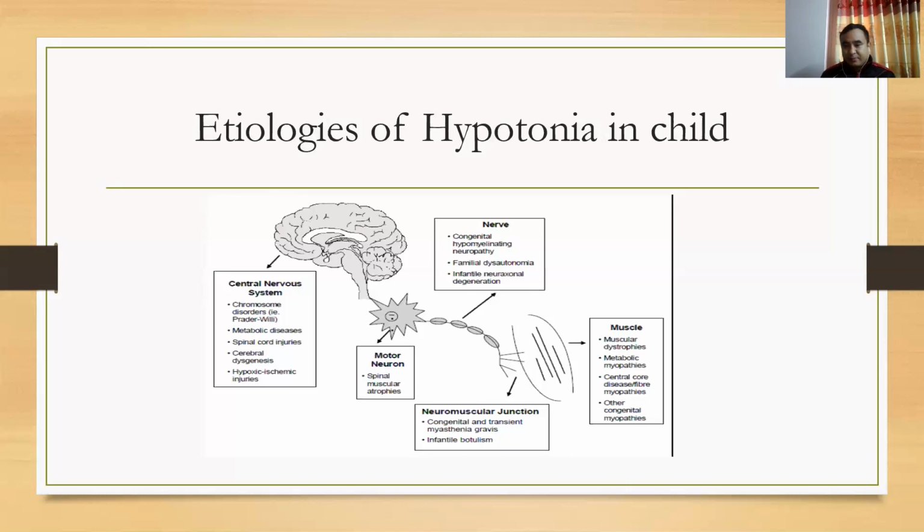In the muscle disorders, there are different disorders like muscular dystrophy, metabolic myopathies, and other congenital myopathies that can cause hypotonia in the child. So when you look at the etiology of hypotonia in the child, the etiologies are extensive, and sometimes it is so confusing to the physician or the neurologist to approach such a child. So we have to make a certain approach for the diagnosis of the patient with hypotonia.